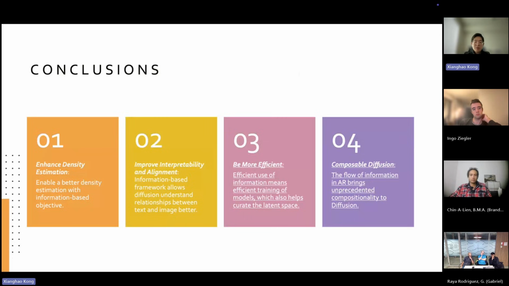And for future directions, I want to explore: one is how to make the model more efficient, and that means efficient use of information in the model. The last one is composable diffusion, which means we have information from different objects, and how to compose the different information together to generate a new variable, something like that.